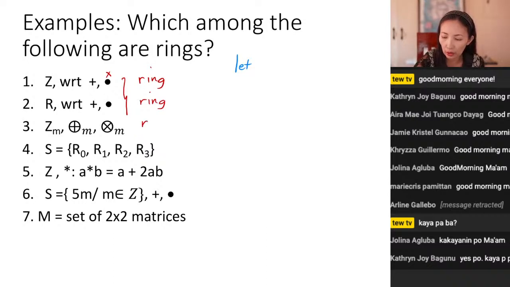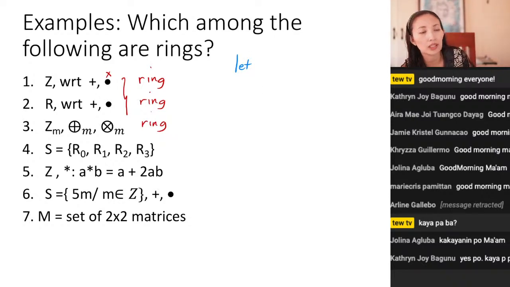How about number 4? What can you say about number 4? Set of rotations. Remember S, symmetries of a square, and R0, R1, R2, R3 are counterclockwise rotations of a square, symmetries of a square. So, for number 4, what can you say?